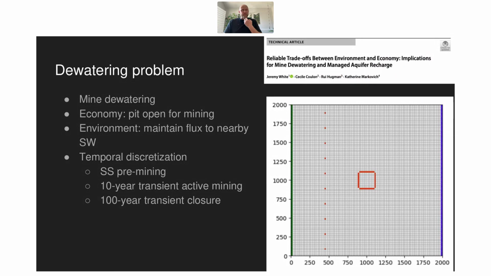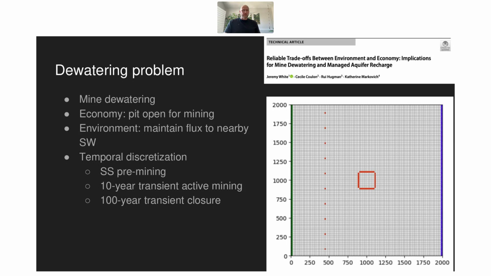This is another example we've been working on. This is patterned after a mine dewatering problem. The red square in the middle, that's the pit we're trying to dewater. Those red squares are groundwater pumping locations. The distributed little red dots on the left side, that's the reinjection locations. And on the far left is where we're concerned about surface water groundwater exchange. That's a river, and we want to protect that river, but we want to have the mine open for dewatering.